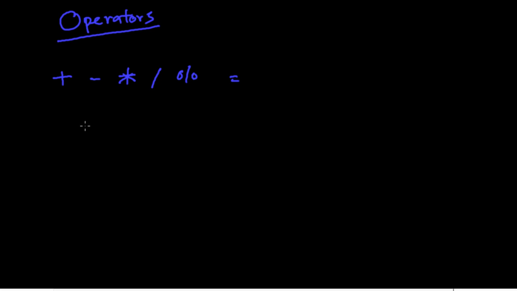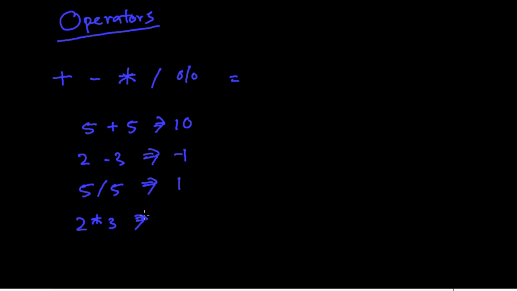Now, if we say 5 plus 5, the value it will give us will of course be 10. 2 minus 3 would give us negative 1. 5 divided by 5 would give us 1. And 2 times 3 would give us 6. Now these are for numbers only.